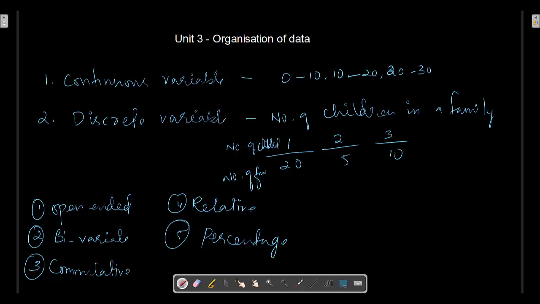Here, we're going to be focusing mostly on cumulative, relative, and percentage. There are very few questions, or none, about open-ended or bivariate. In this chapter, we have more of cumulative, relative, and percentage frequency distributions. So without wasting much time, we will go ahead and learn about some frequency distributions which you will see in this chapter.